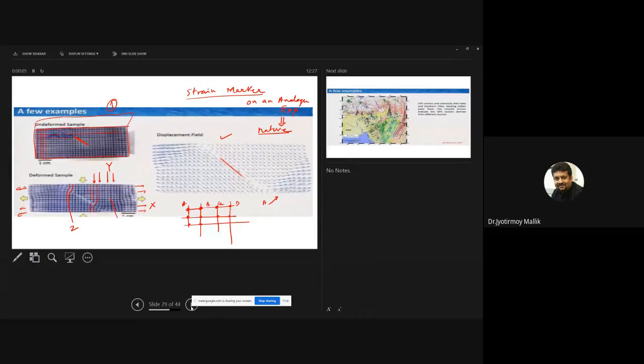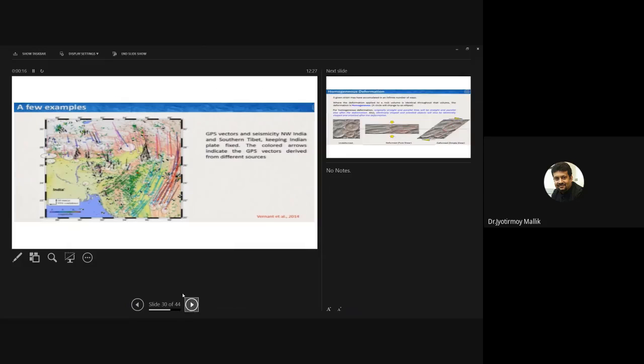Now, such types of displacement vectors can be studied in nature as well. What you observe here is similar to what I have been showing in that experiment. So there are arrows, but you can see here real continents and the displacement vectors of the continents. In this particular case, these are the GPS vectors and seismicity of Northwest India and Southern Tibet, keeping the Indian plate fixed. The colored arrows indicate the GPS vectors derived from different sources.